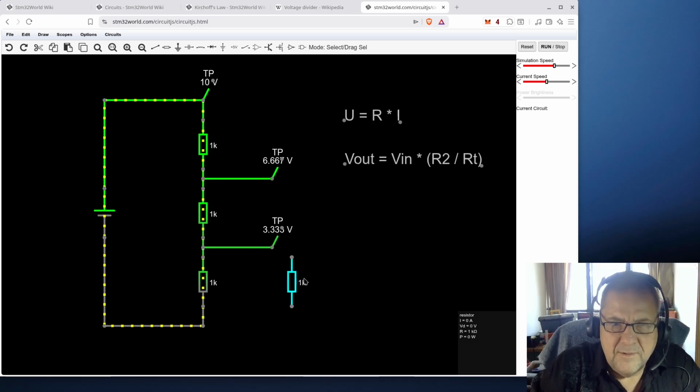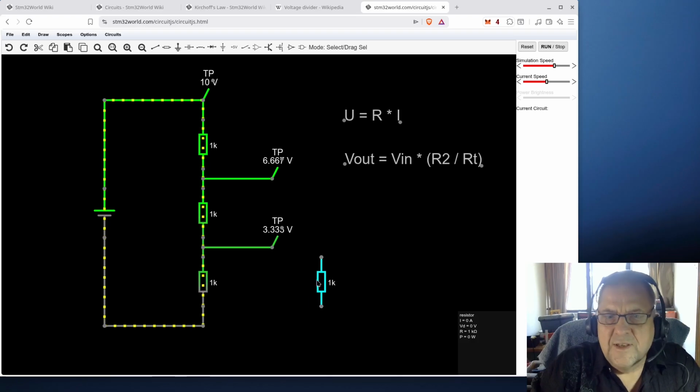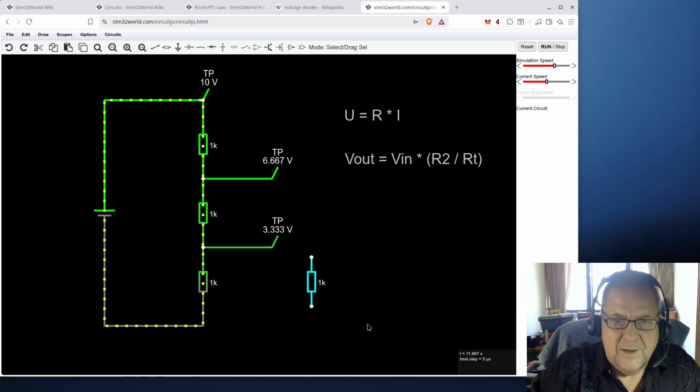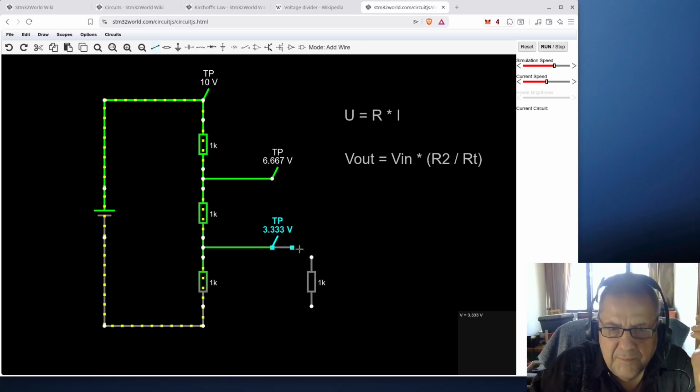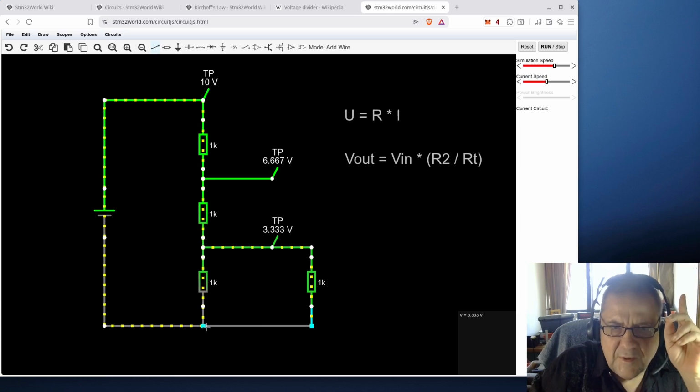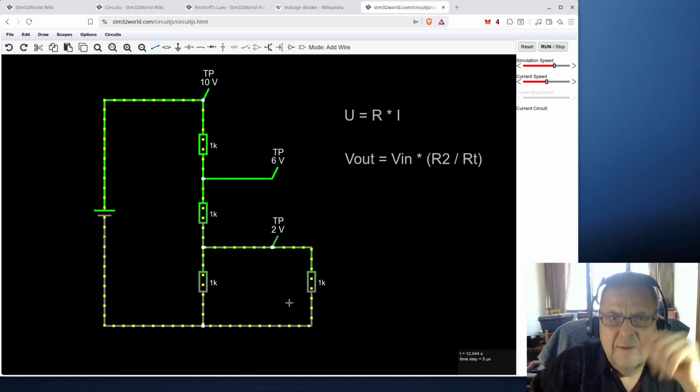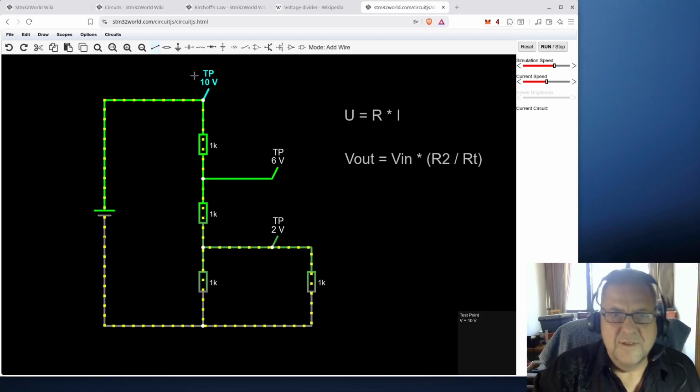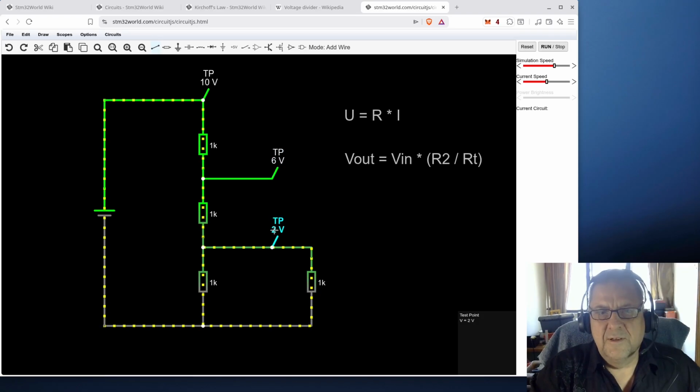So let's try to duplicate that one, and we have it over here. We have another resistor, and we use that resistor to simulate our load on this circuit. And let's hook that up here and there and there. Notice the voltages when I put this in. So now all the voltage is changed. It's changed to 6 volt and 2 volt.